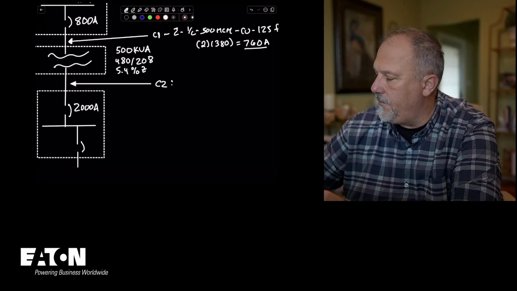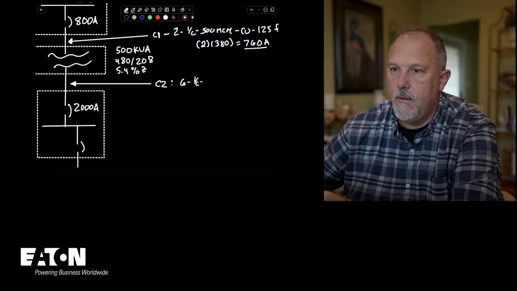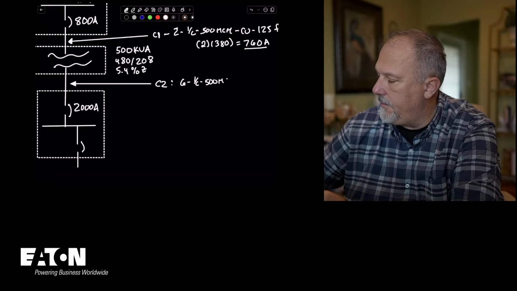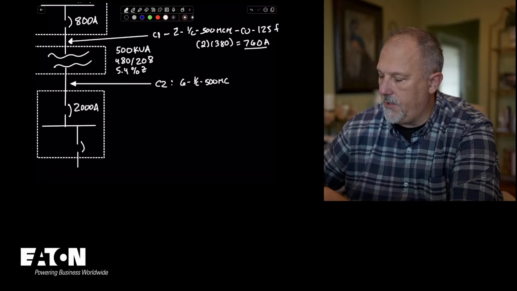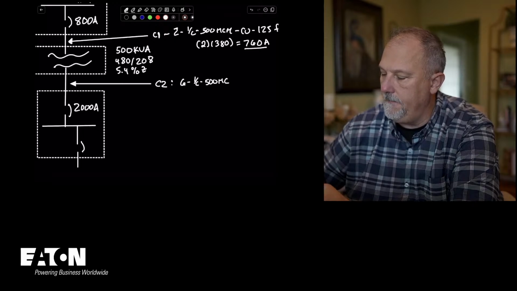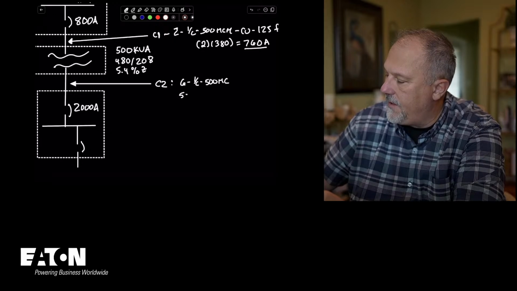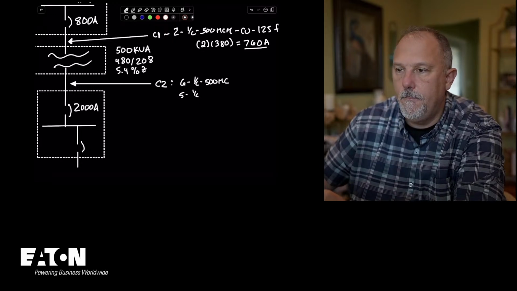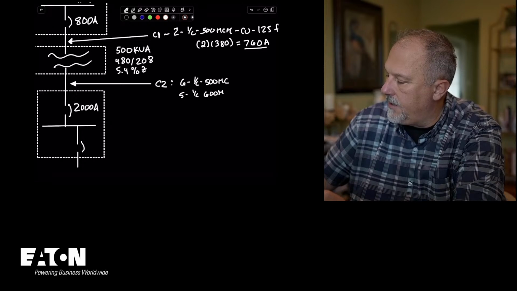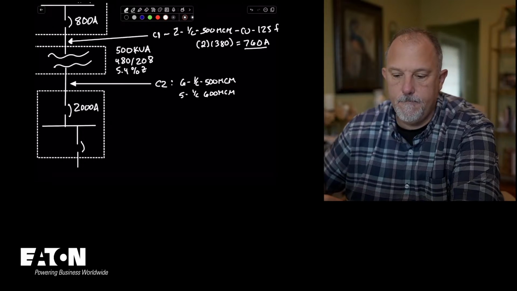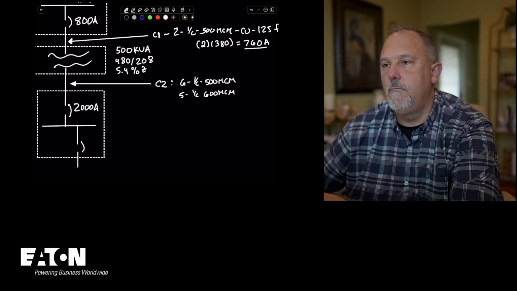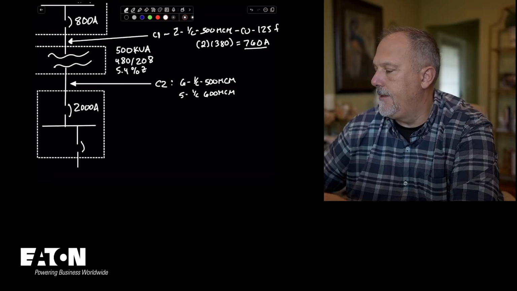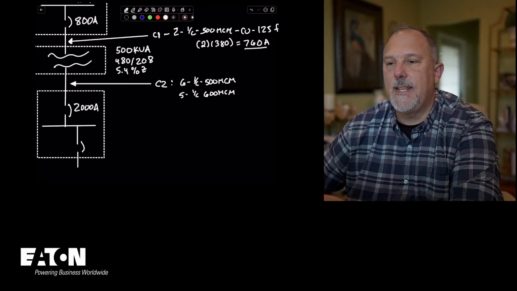So I could do 6 single conductor 500 MCM. 420, 2000 divided by 420. I could do 5 single conductor 600 MCM. What would you do, David? This is on the secondary.